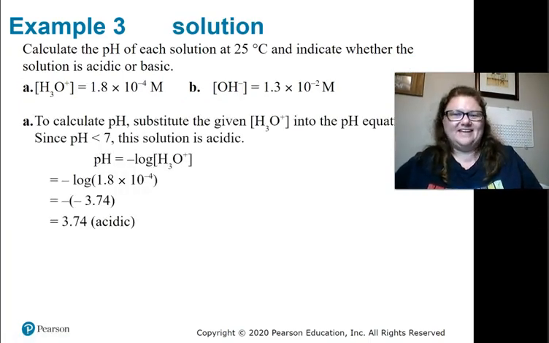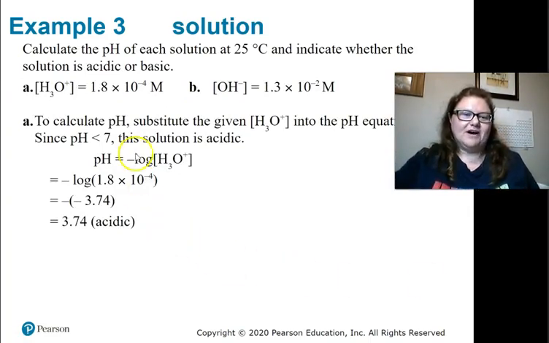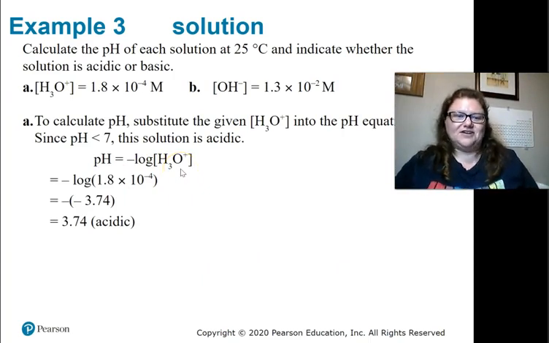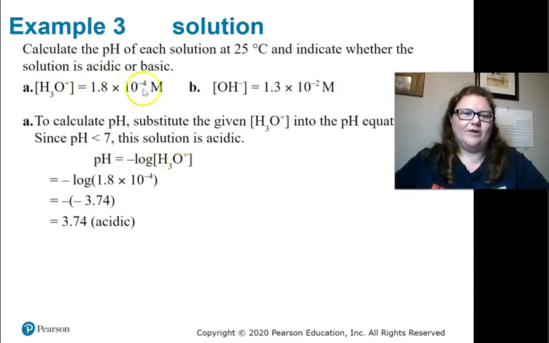Okay, so part A, the first question, we have to substitute the hydronium ion concentration into the pH equation. And so we have pH equals minus log of the concentration of hydronium. We plug in the 1.8 times 10 to the negative 4 for that hydronium. We plug in the calculator very carefully, the negative log of this value, and we get negative 3.74. So the negatives will cancel out. Our pH is 3.74, which is less than 7, so this is acidic.